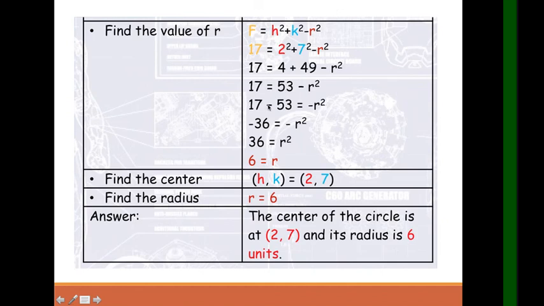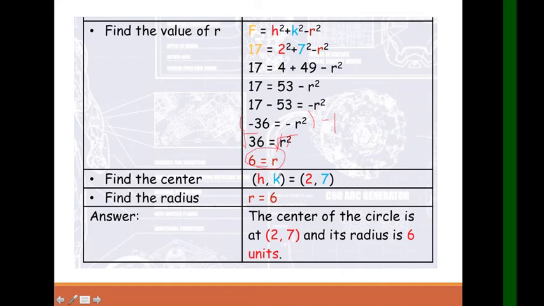We transpose it. It becomes negative 53 plus 17 equals negative r squared. So we will be having negative 36 equals negative r squared. Using multiplication property of equality, we multiply both sides by negative 1. So it becomes positive 36 equals r squared. Get the square root. So you will be having r equals 6. Square root of 36 is 6.